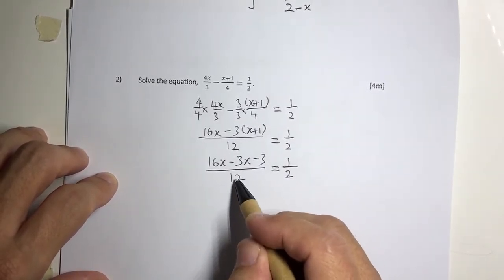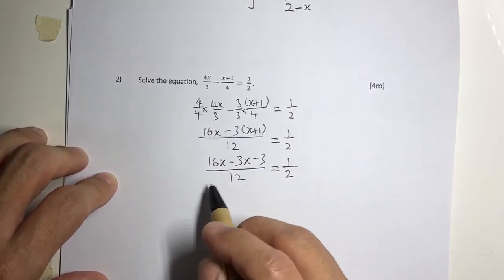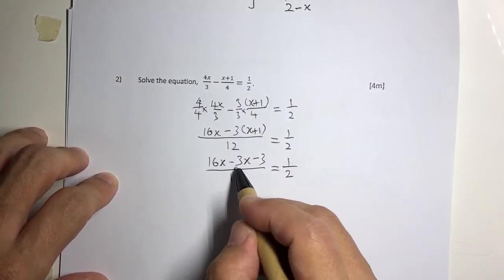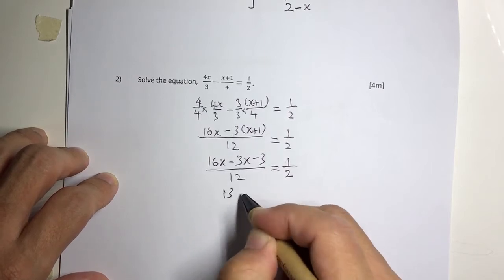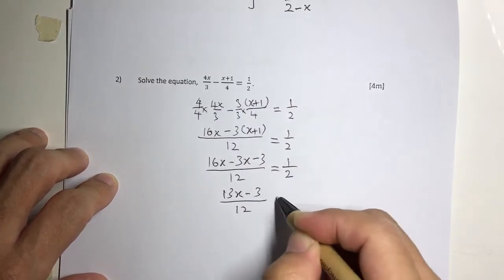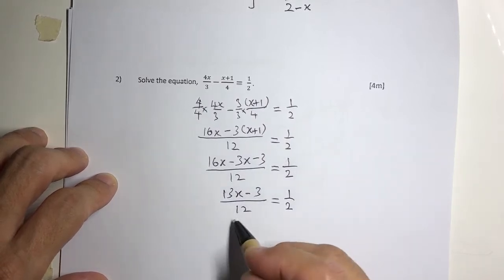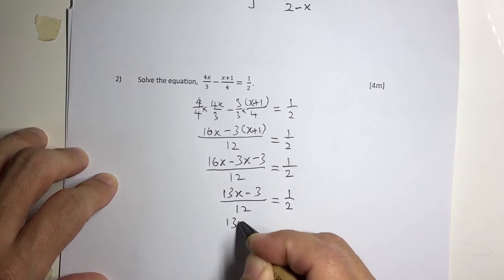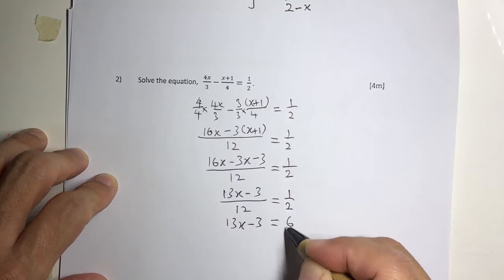We remove the denominator by multiplying by 12 on both sides. At the same time, we may want to simplify the numerator. 16x minus 3x is 13x. So we have 13x minus 3 over 12. Now we get rid of this denominator by multiplying by 12 to get 13x minus 3, and multiplying 12 here will give us 6.